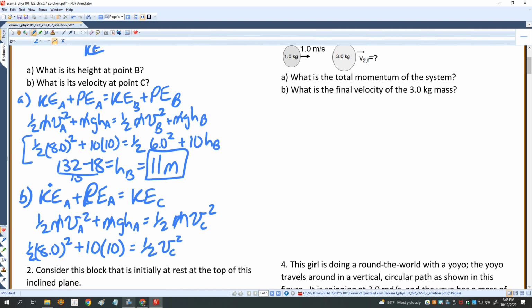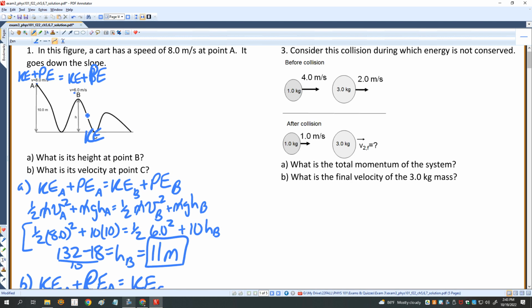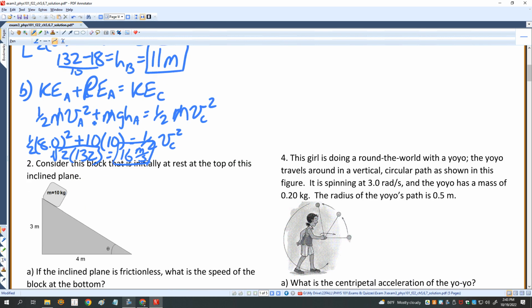And so this was 114, I think. 100 plus, oh, no, excuse me. This is 100 plus 32, times 2. The square root of that will be the answer for VC. So the square root of 264, and that's equal to 16 meters per second. Make sure that makes sense. It should be faster than either one of these speeds. Yeah, that does make sense. So it's 16 meters per second.